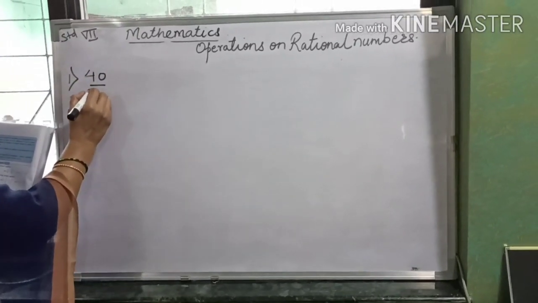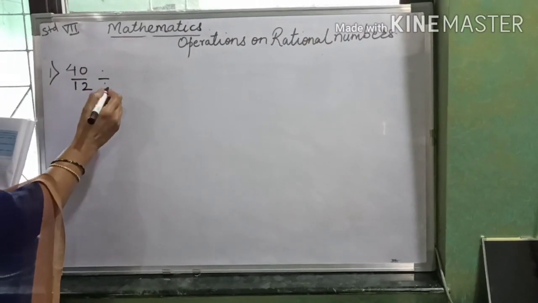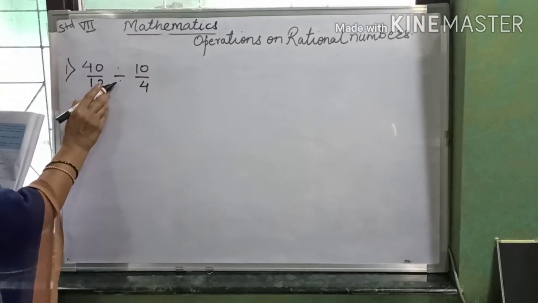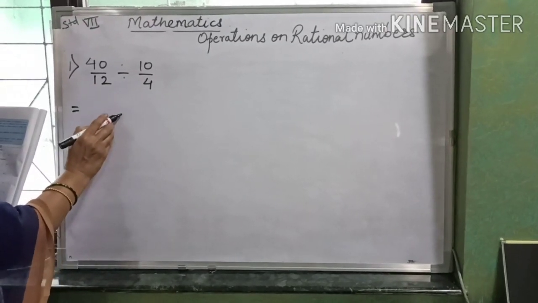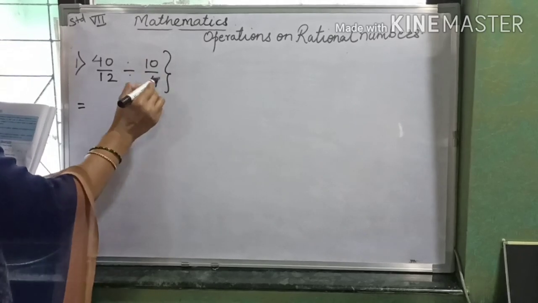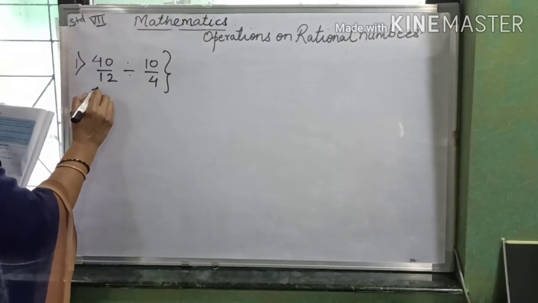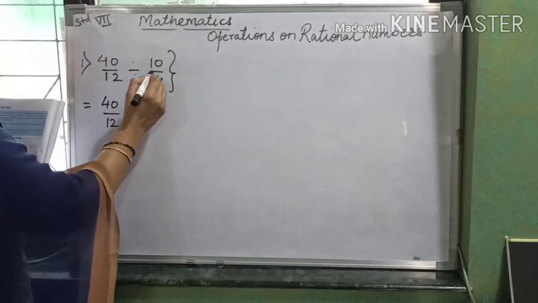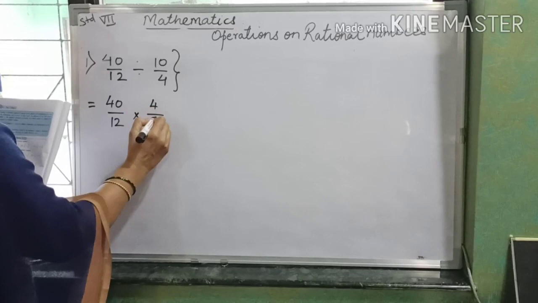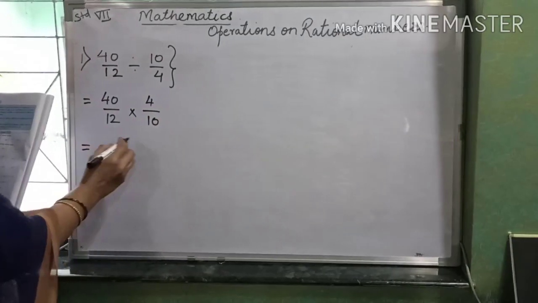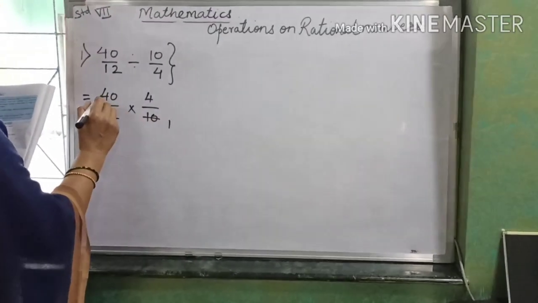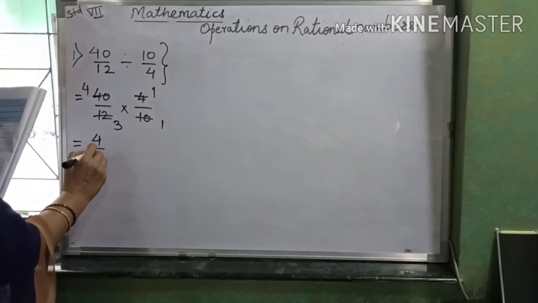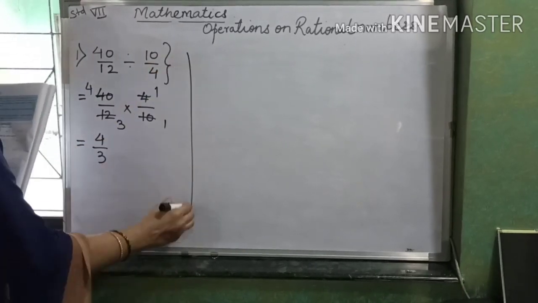40 upon 12 divided by 10 upon 4. Now in the second step, instead of this division sign we will put a multiplication sign and make the reciprocal of 10 upon 4. So 40 upon 12 multiplied by the reciprocal of 10 upon 4, which is 4 upon 10. Now we have to reduce it to the lowest term. 10 ones are 10, 10 fours are 40, 4 ones are 4, 4 threes are 12. So the answer is 10 upon 3.